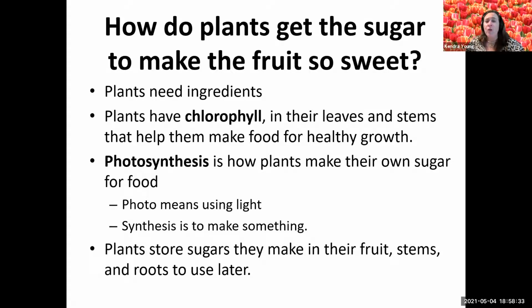But thinking about what plants need and what their ingredients are to make the sugar, plants have something in their cells called chlorophyll, and that is the green pigment. It's in their leaves and in their stem, and that's what helps make their own food. We have to rely on eating other fruits and vegetables for our food. Plants are special because they can create their own through a process called photosynthesis. That's how they make their own sugar for food.